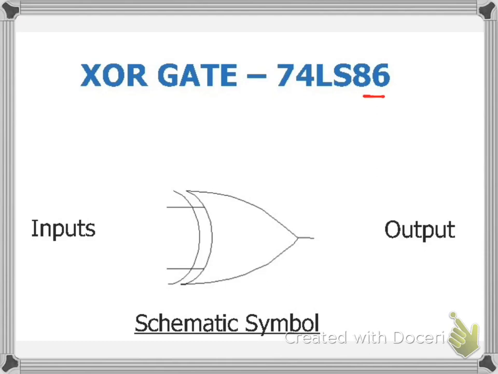Okay, the XOR gate is an 86. So this will be Z, this will be A, this will be B. This is a little different than the OR gate. The way this works is that Z will be high if A is high and B is low, or if A is low and B is high. So only one input can be high at a time for the output to be high, which is a little different than the OR gate if you go back and check the table.